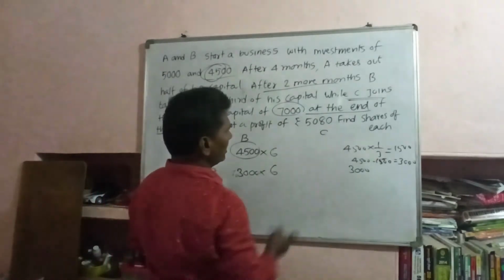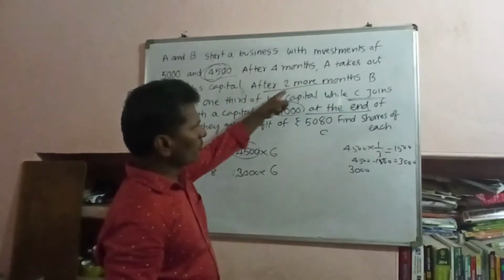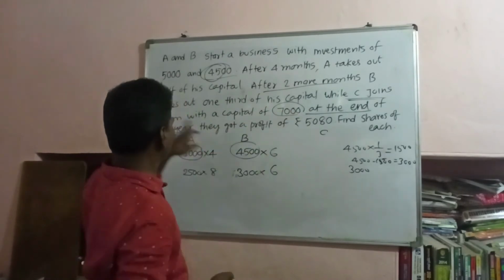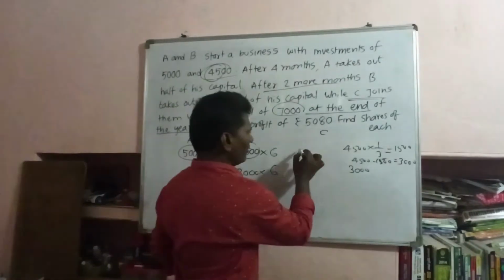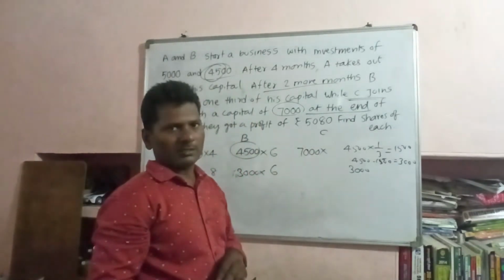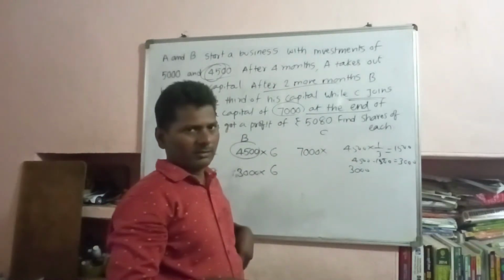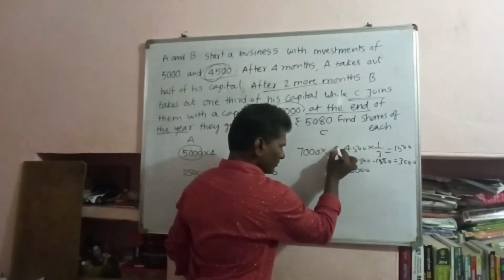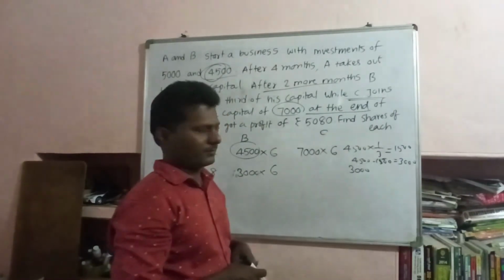Next, C's. Here this sentence is important. After 2 more months, B takes out 1/3 of his capital, while C joins them with a capital of 7,000. That means C's investment was 7,000. He joined after 6 months, so he was in the business only for the remaining 6 months.